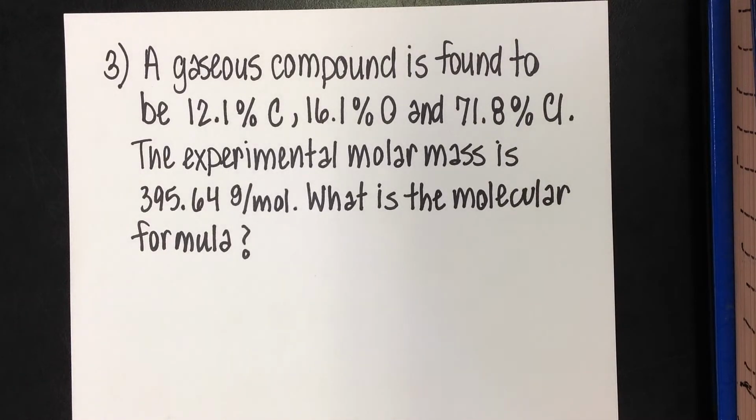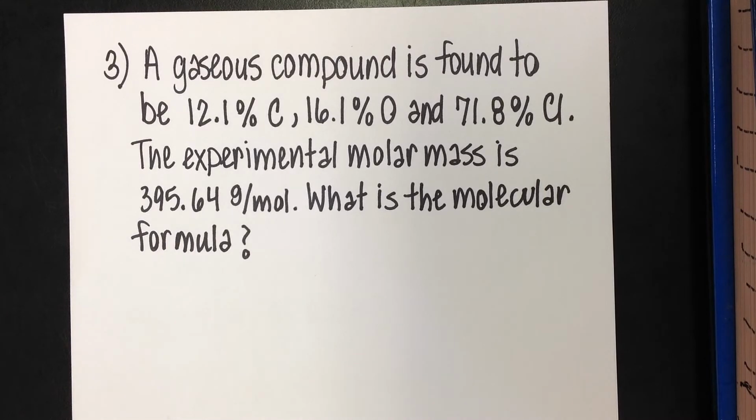All right, so number 3 says, a gaseous compound is found to be 12.1% carbon, 16.1% oxygen, and 71.8% chlorine. The experimental molar mass is 395.64 grams per mole. What is the molecular formula? So let's take a look at this and see what we need to do.